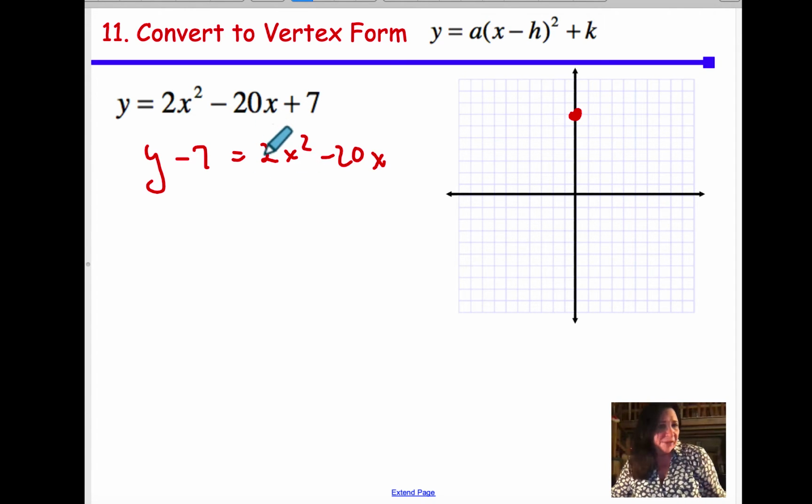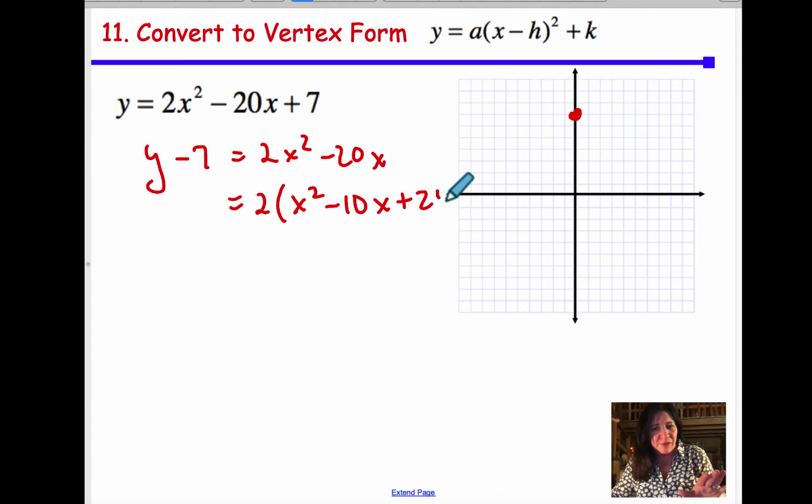Now remember, to complete the square, this x squared term has to be 1, which means that I do need to factor out that 2 before I complete the square. So in doing that, that becomes negative 10, right? So we're going to take half of the b term, which is this 10. Half of that is 5, negative 5. But when I square that, I get 25.